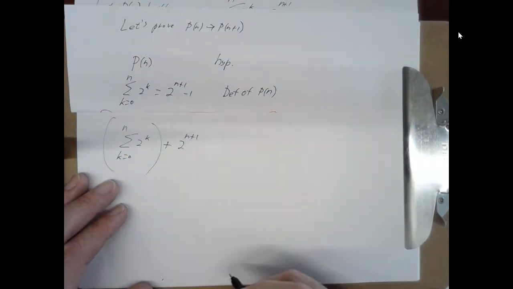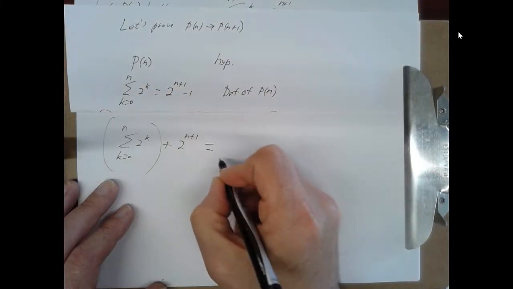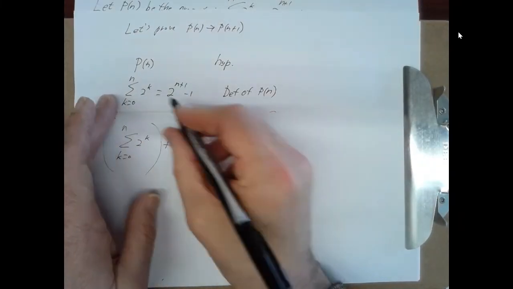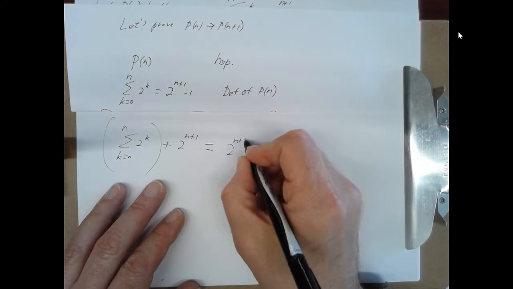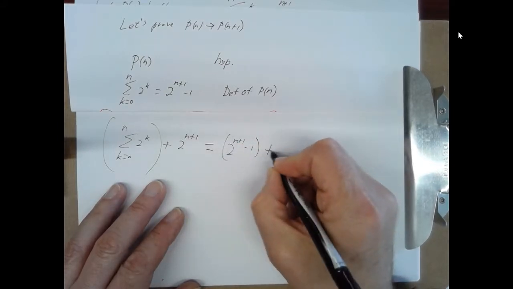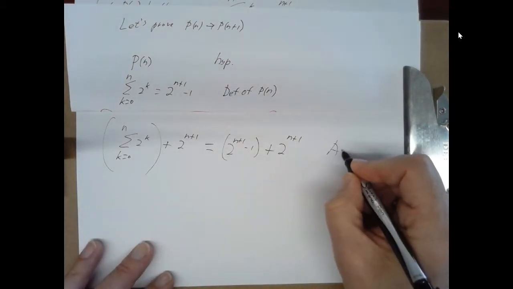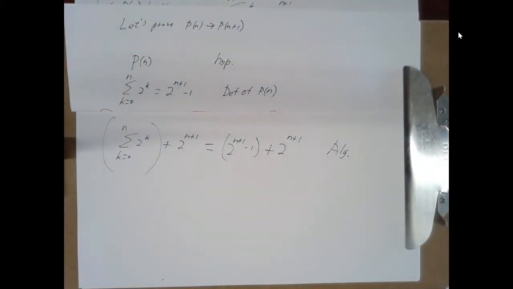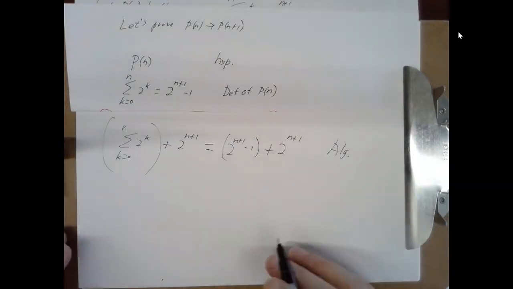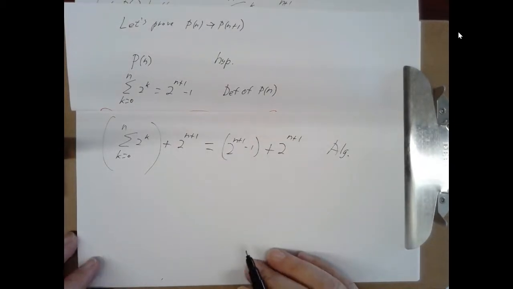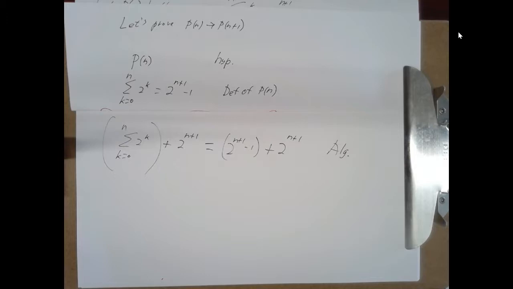And I'll put some parentheses here just to be clear, will absolutely have to equal what the sum of 2 to the k is, 2 to the n plus 1 minus 1, also plus 2 to the n plus 1. That's algebra. If a equals b, a plus x equals b plus x. So we add the same thing to both sides, and we still have an equality. And now you've bridged that gap from where we are to where we want to be. Now we just have to fill in the details.